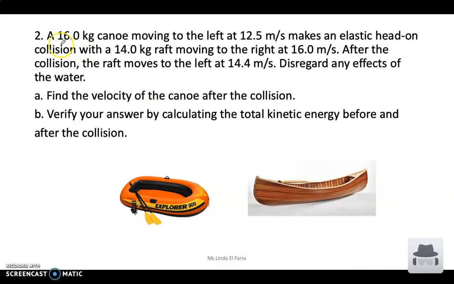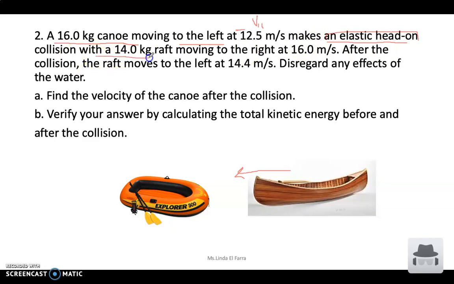So I have a 16 kilogram canoe moving to the left. When it tells you moving to the left, it means the velocity is negative. This is the first object, so its velocity will be v1 initial. Initial always means before the collision. Now it makes an elastic collision. When it tells you elastic, make sure your kinetic energy and momentum are both conserved.